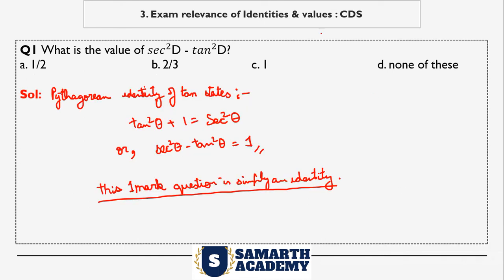First one, what is the value of secant square minus tan square? Secant square is equal to 1 plus tan square, that is an identity, right? This one right here is the identity. So the question which is asked is simply another form of this. So secant square minus tan square is equal to 1. This is the question which was asked in 2012.